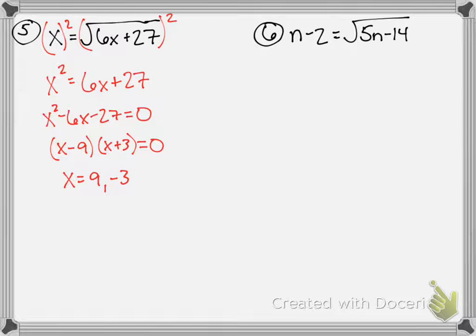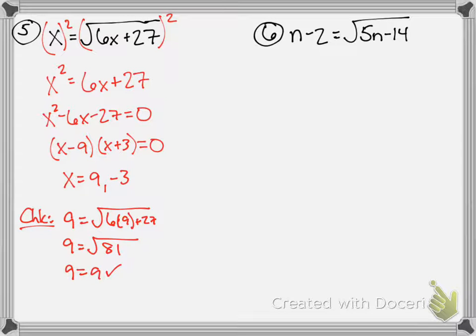Let's say I plug in 9. So we're going to check this stuff out here. I'm going to plug 9 into the problem. So I'll have 9 equals the square root of 6 times 9 plus 27. 6 times 9 plus 27 is 81. Square root of 81 is 9. 9 equals 9. So 9 is a good answer.